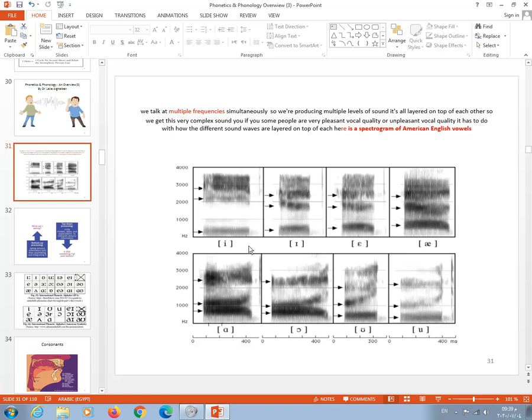Let's see, for example, the vowel "ee". This is F1, which, as I said before, corresponds to whether the mouth is open or closed. And this is F2, which refers to whether we say the sound with the front of the tongue, the center of the tongue, or the back of the tongue. In "ee", there is a gap between F1 and F2, which means that F1 is low in frequency and F2 is high in frequency.